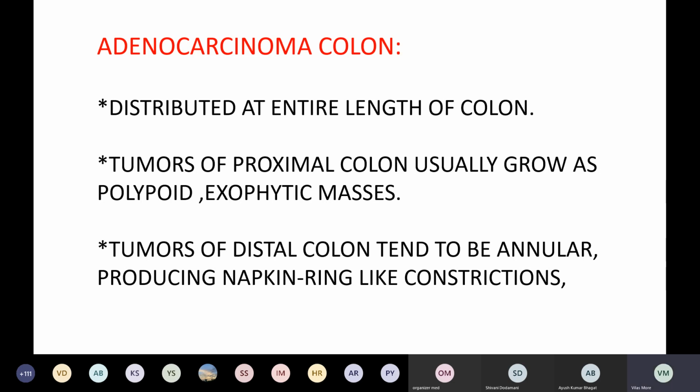So usually the tumors of the colon are grossly classified as the polypoid exophytic mass, which is cauliflower-like, or the annular infiltrating mass into the wall, causing the constrictions like a napkin ring. And the third type is of ulcerative type. As you know, the malignant ulcers have everted edges. It grows above the surface of the ulcer.